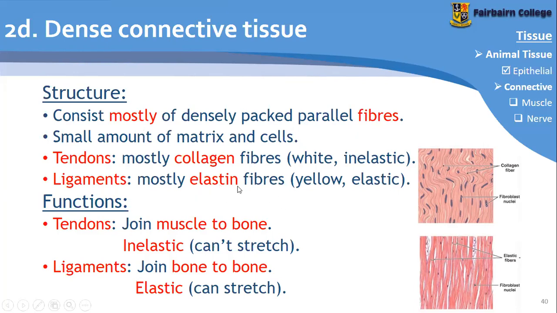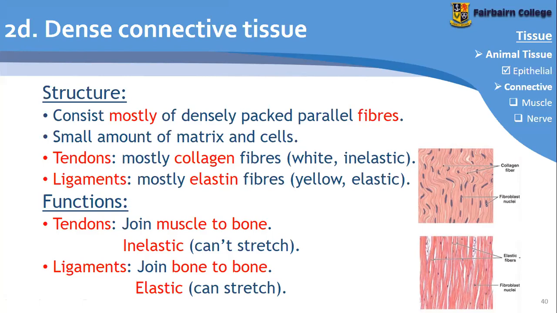Now what's the difference between the two? Collagen is white and inelastic, and elastin is yellow and elastic. It's quite easy to remember because elastin sounds like elastic. So elastin is elastic, and that must mean that collagen is inelastic. That's the main thing you have to remember. Elastin, elastic; collagen, inelastic. Elastin is found in ligaments because ligaments must be able to stretch, and collagen is found in tendons because tendons can't stretch.